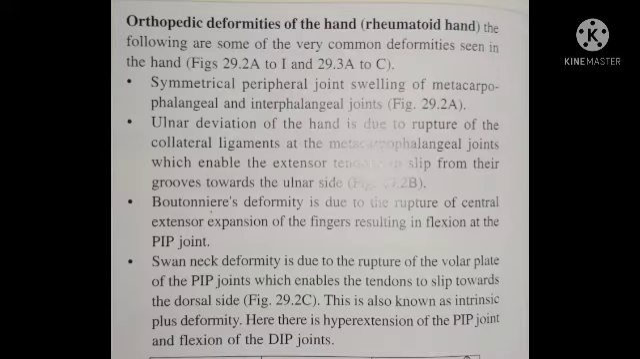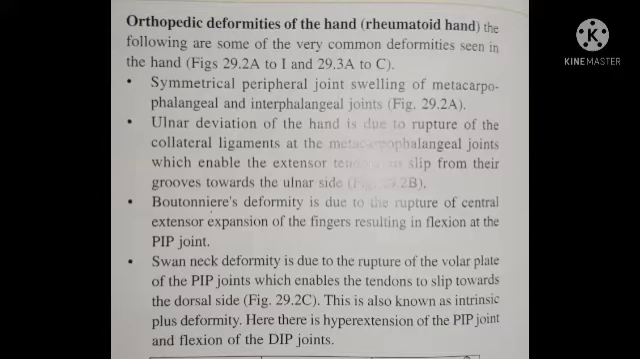Orthopedic deformities of the hand. Rheumatoid hand. The following are some of the very common deformities seen in the hand. Figs 29.2a to L and 29.3a to C. Symmetrical peripheral joint swelling of metacarpophalangeal and interphalangeal joints. Fig. 29.2a. Ulnar deviation of the hand is due to rupture of the collateral ligaments at the metacarpophalangeal joints, which enable the extensor tendons to slip from the grooves towards the ulnar side.